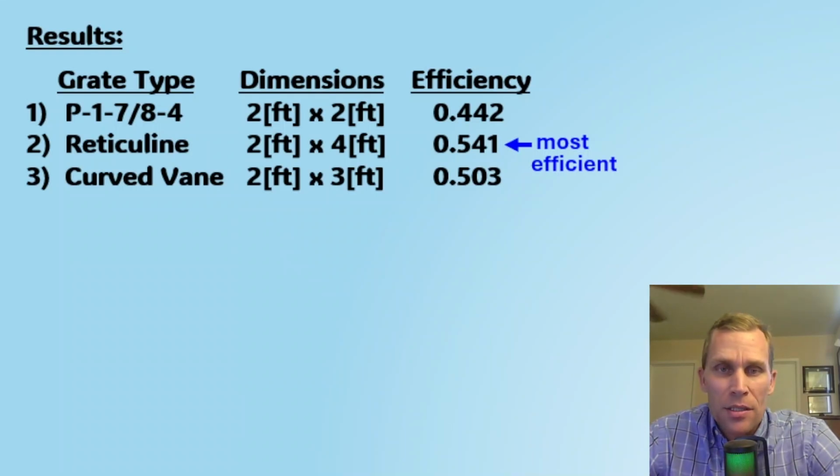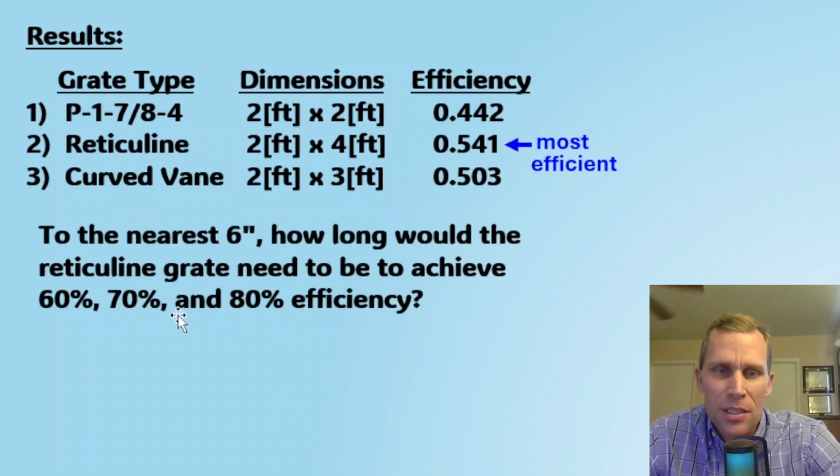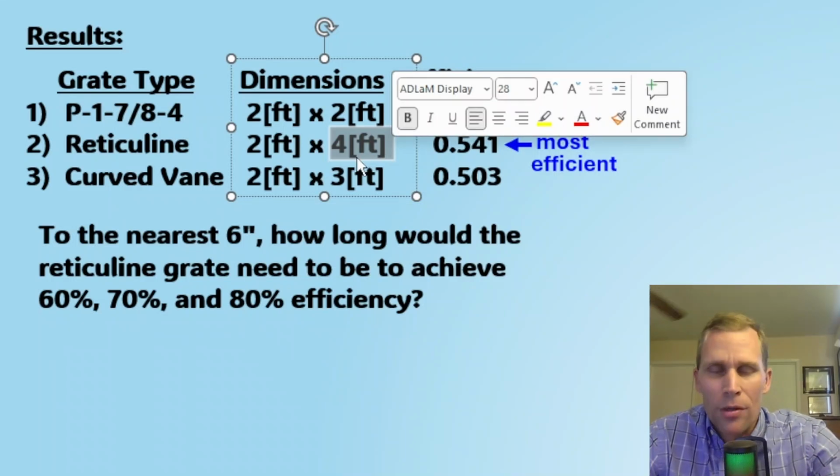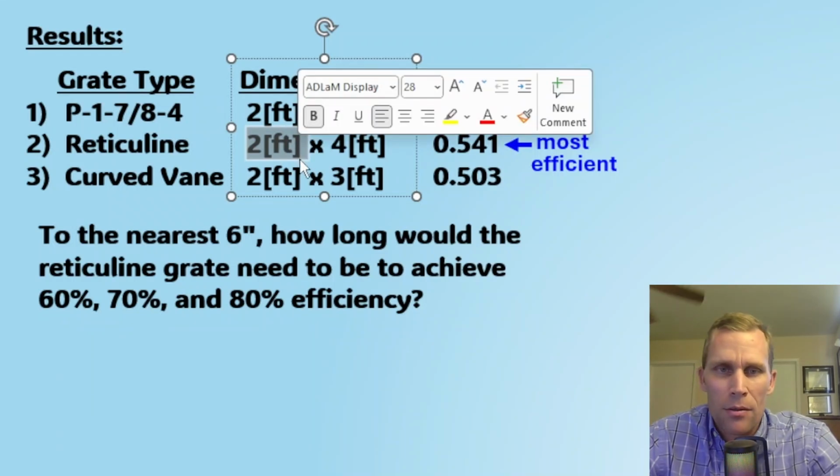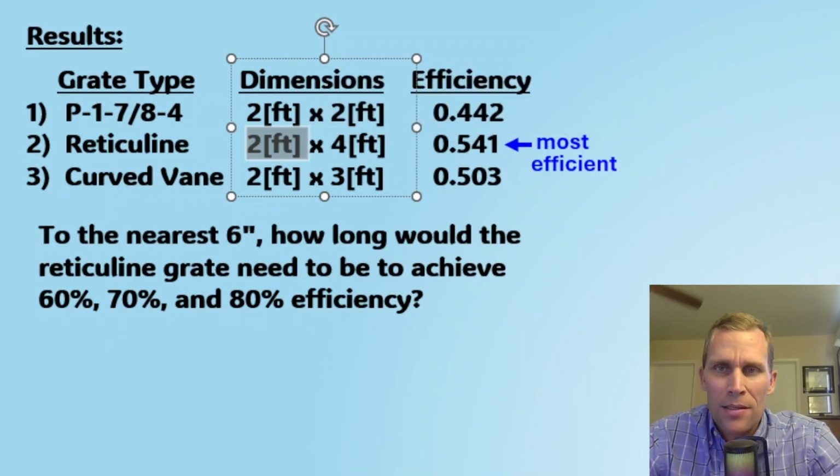All right, just as a follow-up question to this exercise, I've prepared this question. To the nearest 6 inches, how long would the reticuline grate need to be to achieve 60%, 70%, and 80% efficiency? Right now at 2 by 4, we're looking at 54.1% efficiency, or 0.541. But how long would that grate need to be? Longer than 4 feet, of course, to achieve these higher efficiencies, assuming that we stick with a 2-foot width for that grate inlet. All right, so back to the calculator.